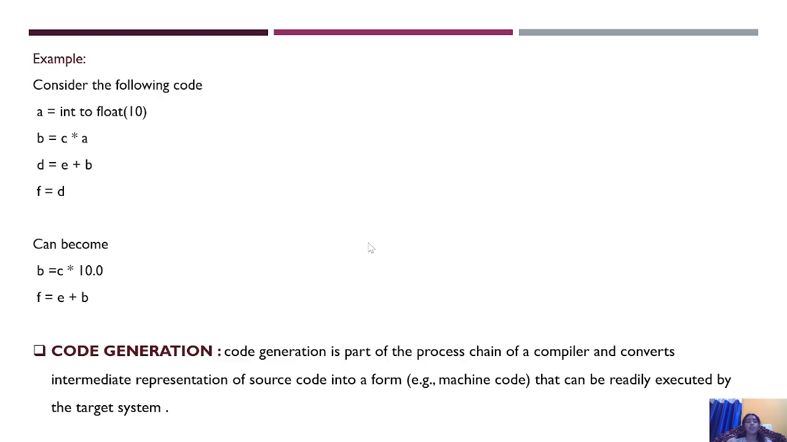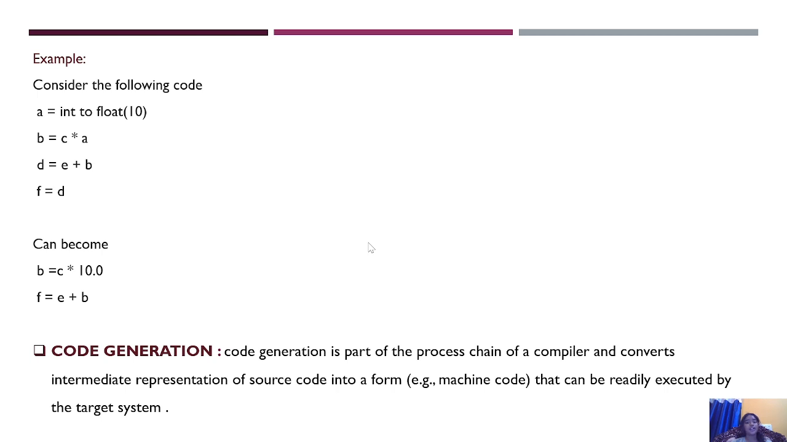Example, consider the following code. A = inttofloat(10), B = C * A, D = E + B, and F = D. It can be converted into a shorter form where B can be represented as C * A, that is C * 10.0, and F = D. So D = E + B, and F can be written as F = E + B.